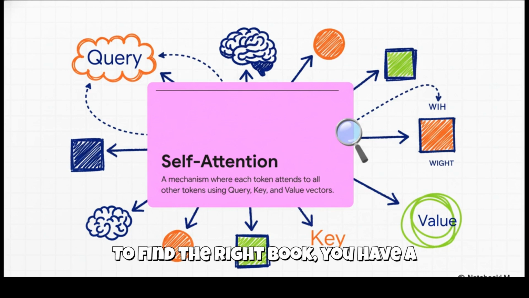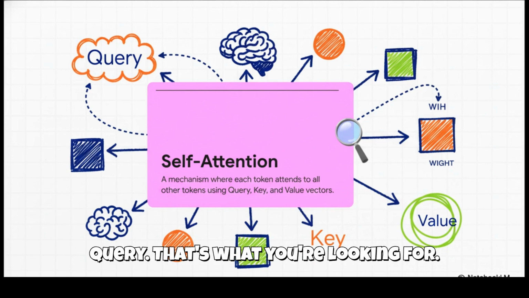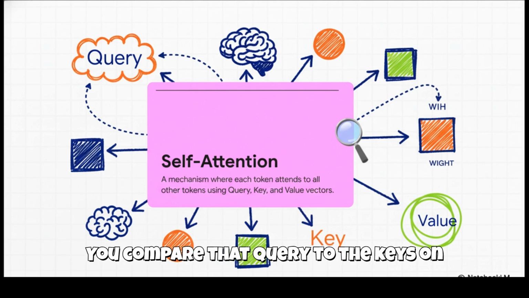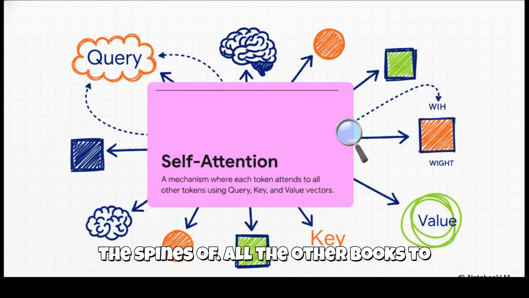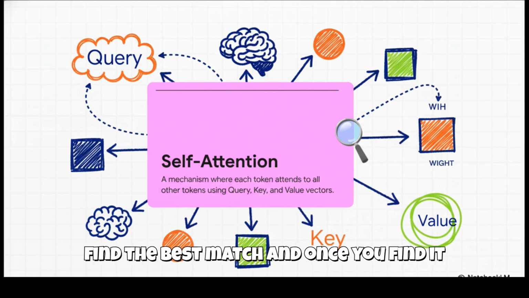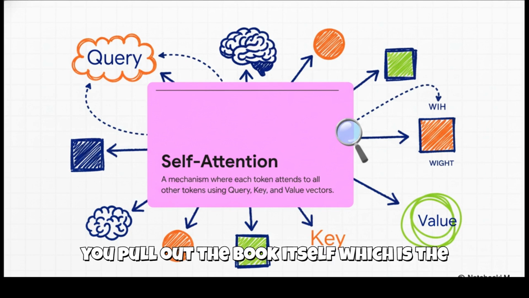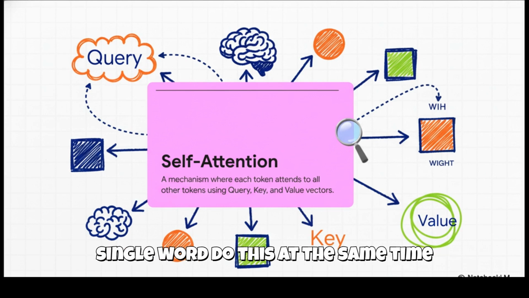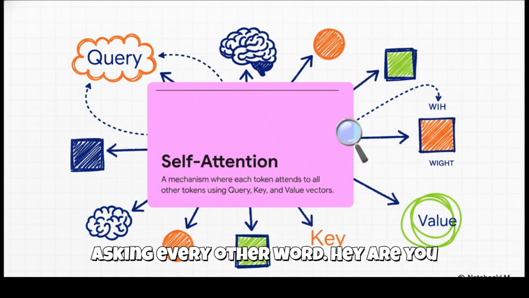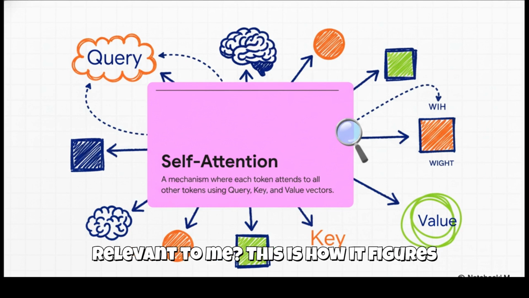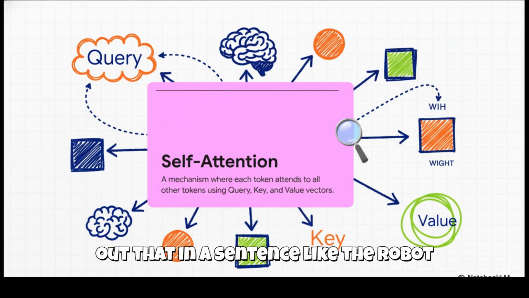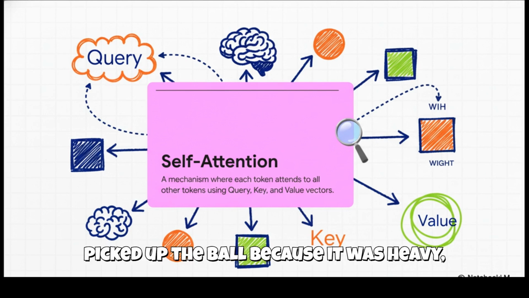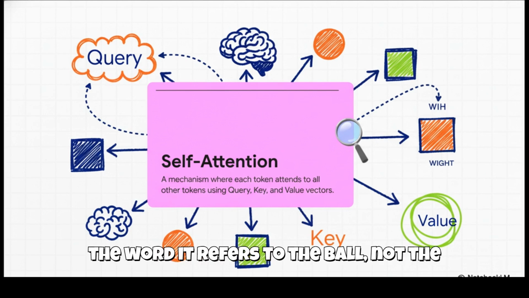Okay, imagine this. You're in a library. To find the right book, you have a query, that's what you're looking for. You compare that query to the keys on the spines of all the other books to find the best match. And once you find it, you pull out the book itself, which is the value. Well, self-attention lets every single word do this at the same time, asking every other word, hey, are you relevant to me? This is how it figures out that in a sentence like, the robot picked up the ball because it was heavy, the word it refers to the ball, not the robot.